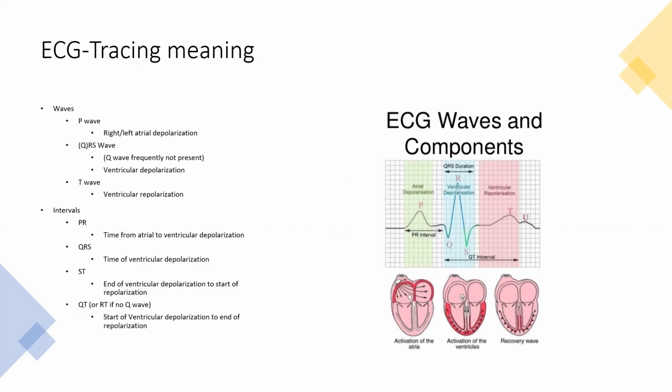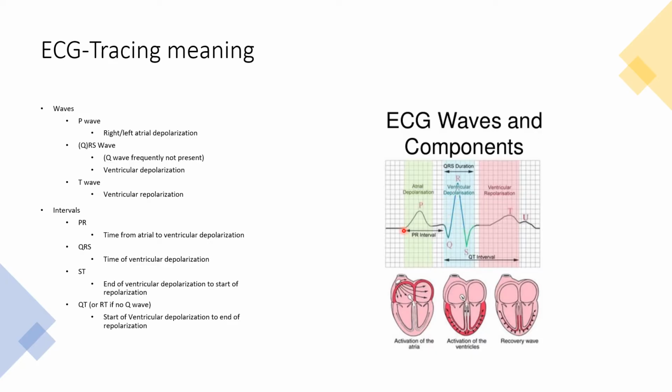Now that we can identify the intervals, let's define what they actually mean. The P wave represents atrial depolarization. The QRS interval, or sometimes just the RS interval, since Qs are not always present, represents ventricular depolarization. And then the T wave represents ventricular repolarization. The reason we don't see atrial repolarization is it is hidden within the ventricular depolarization wave.